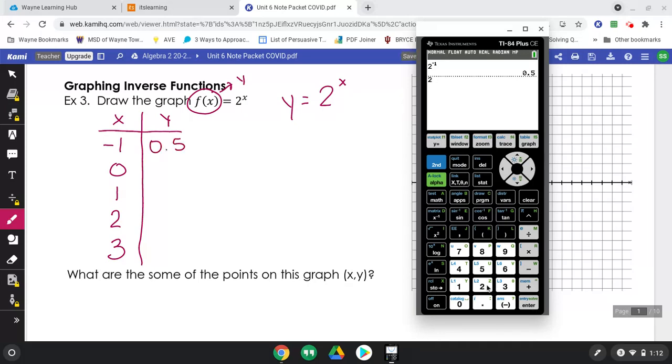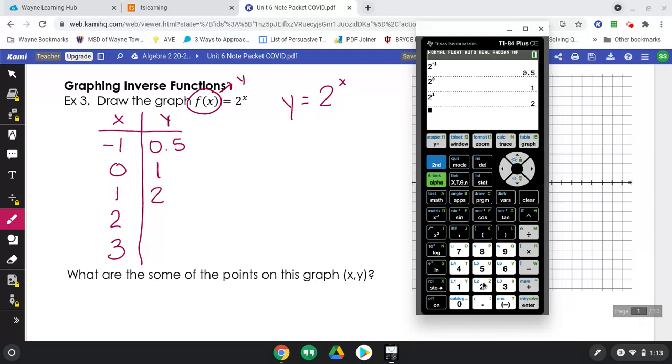Now we'll do 2 to the exponent of 0, which is 1. 2 to the exponent of 1. You could probably do some of these in your head. That's fine. That'll get us an answer of 2.